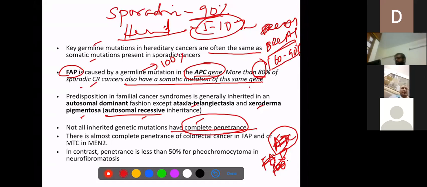There is almost complete penetrance of colorectal cancer in FAP. I told you there are some exceptions. In breast cancer it is 90%, but in familial adenomatous polyposis there is almost 100% penetrance. If there are 100 patients with an APC mutation, almost all 100 will develop colorectal cancer. Also in MEN2, with the RET oncogene mutation, in multiple endocrine neoplasia syndrome, medullary thyroid carcinoma occurs in 100% of the individuals.